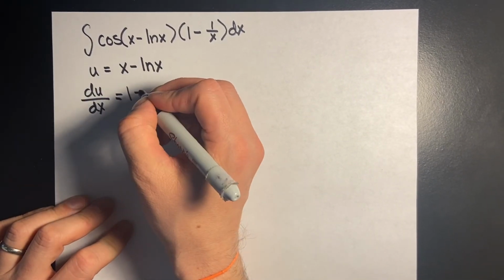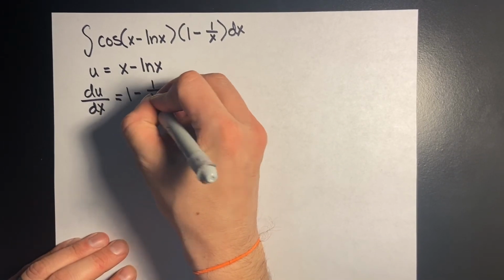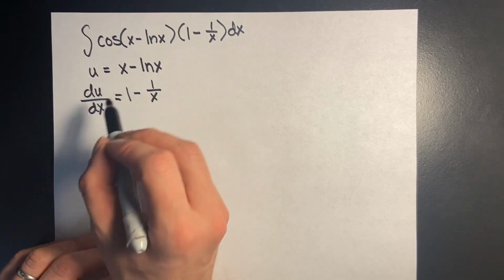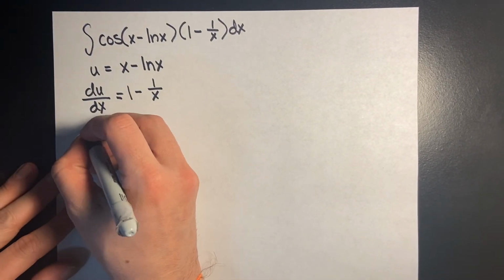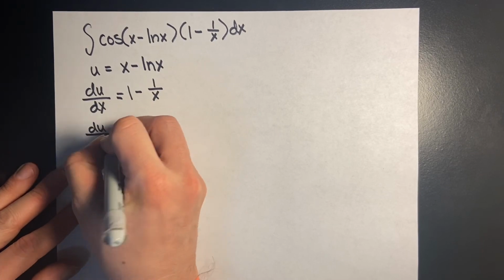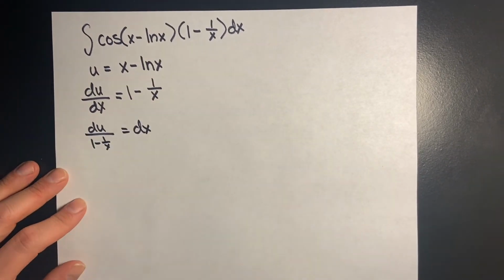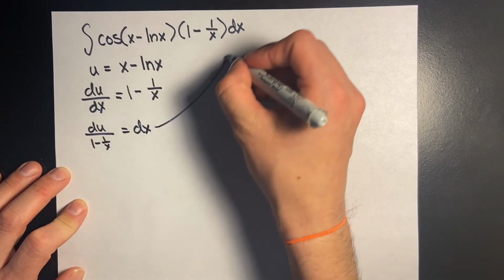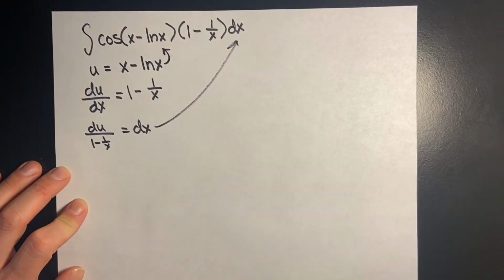Take the derivative. 1 minus the derivative of ln of x. Oh yeah, 1 over x. That's crazy. All right, step 1, pick a u. Step 2, take the derivative of it. Now swap. I have du over 1 minus 1 over x is the same as dx. Go up here, replace that dx with that guy. Replace that guy with u.